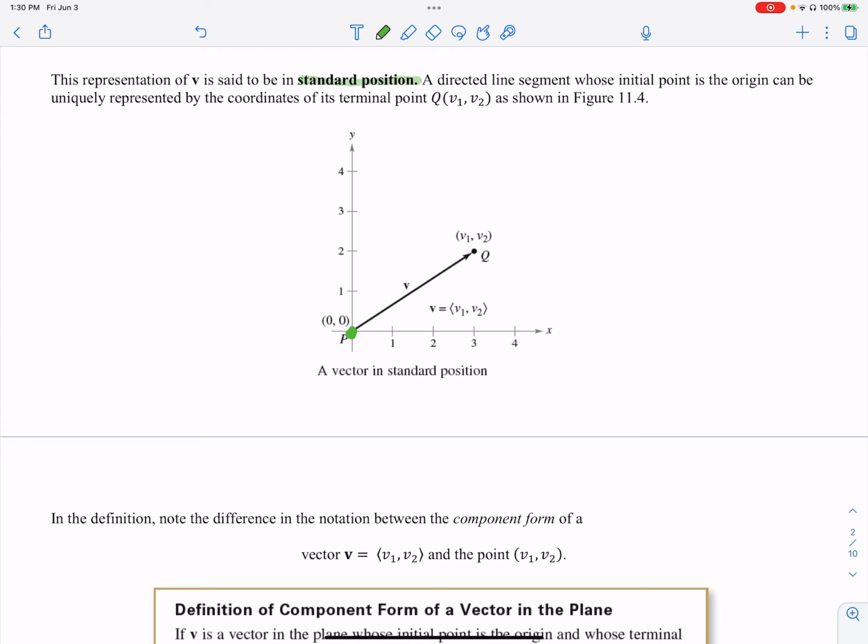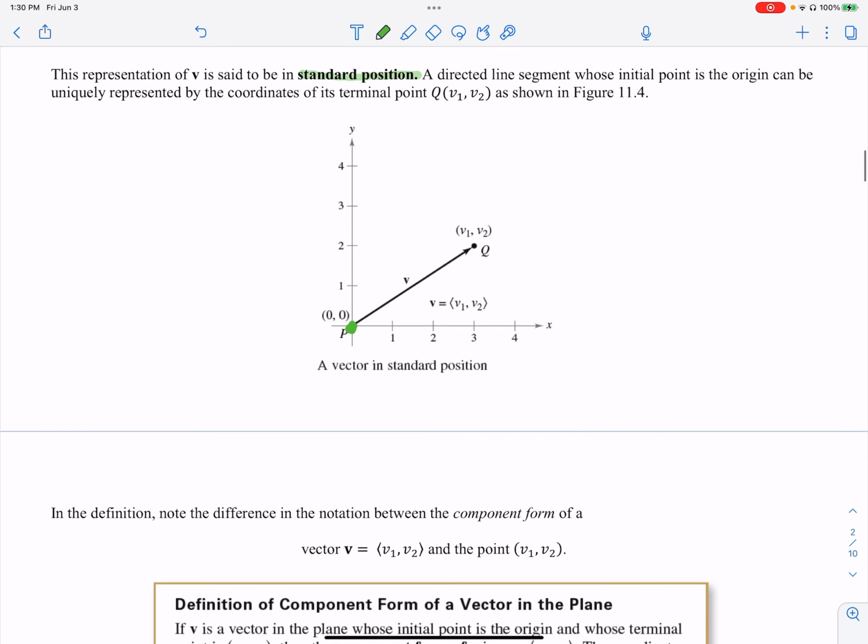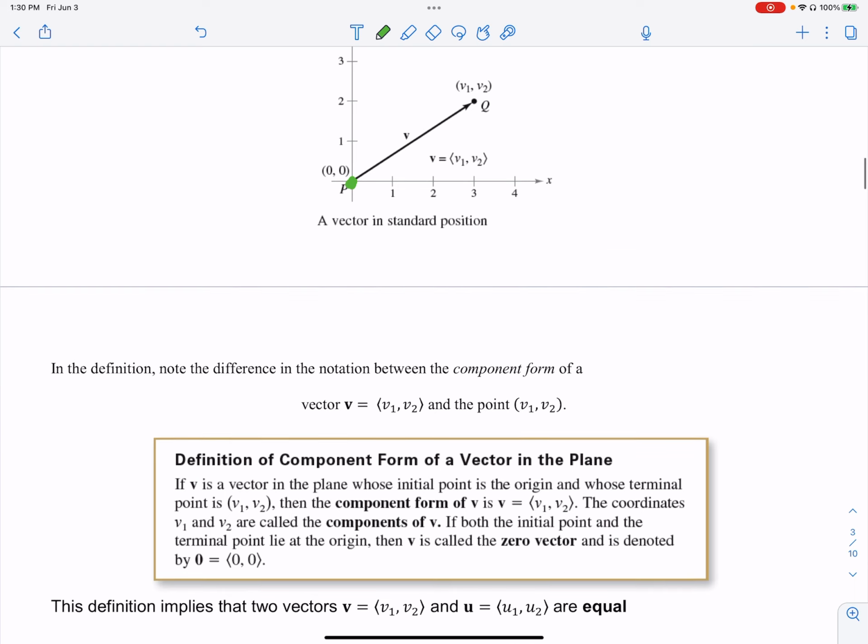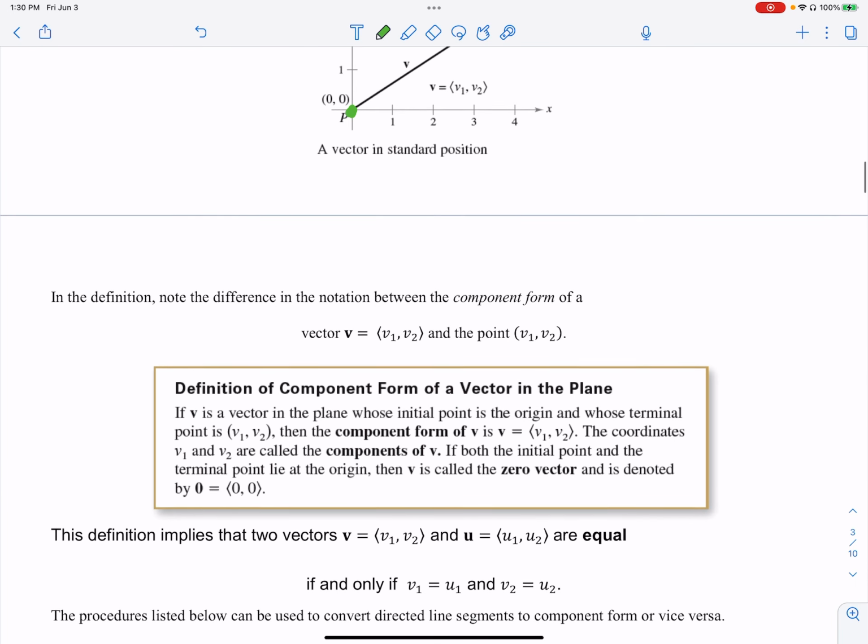This allows us to compare vectors. We just talked about in our last video that vectors don't live anywhere. They're just a direction and a magnitude. Well, if I put it in standard position, that would help me be able to compare vectors, add vectors, and do a bunch of things that we're about to do. So standard position means that the initial point is at the origin. That's all it means.